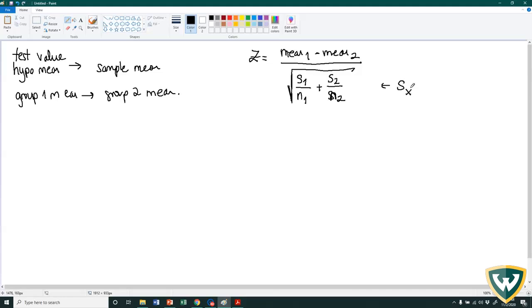So it's denoted as follows. It's S x bar 1 minus x bar 2, and it's the standard error of the difference between the two means. This is the difference between the two means, and S stands for standard error.